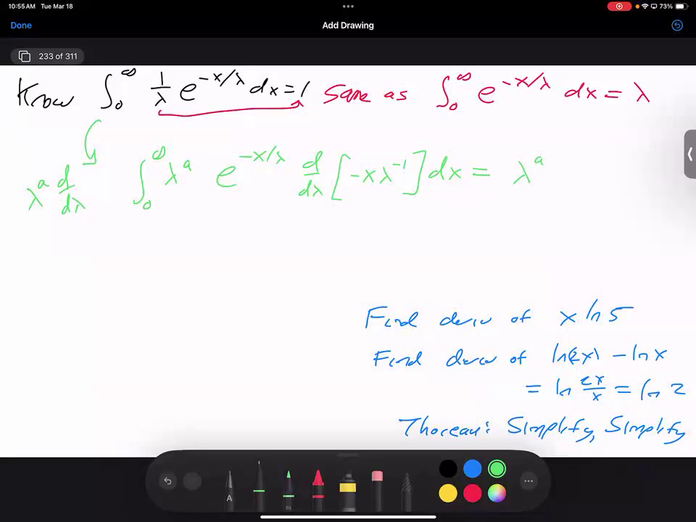Give yourself some flexibility. All right, so now as we continue, we get the integral from 0 to infinity, lambda to the a. Lambda to the -1 becomes minus lambda to the -2. So the lambdas reinforce. So we'll get x e to the negative x over lambda, lambda to the -2 dx equals lambda to the a. So we have the integral from 0 to infinity of x lambda to the a -2 e to the negative x over lambda equals lambda to the a. What would be a good value of a to take?